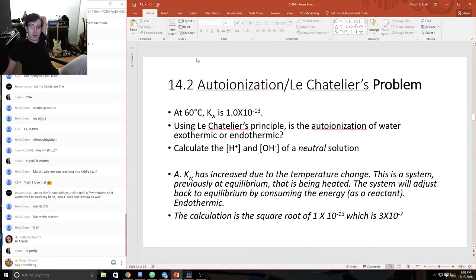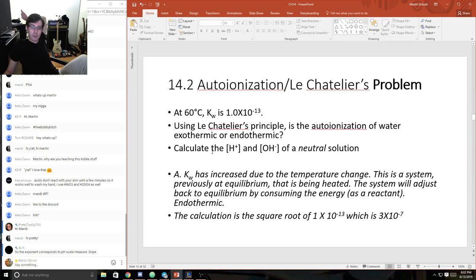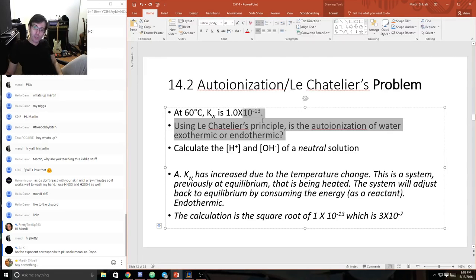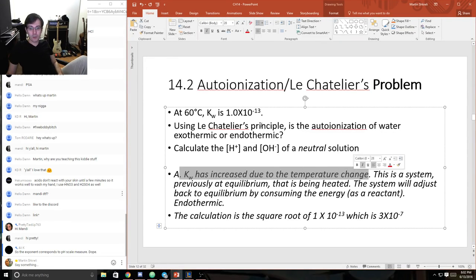So let's talk very quickly about autoionization and Le Chatelier's principle and that problem. At 60 degrees Celsius, you can see the Kw is higher than at a lower temperature. So using Le Chatelier's principle, is the autoionization of water exothermic or endothermic? And let's calculate the ions of a neutral solution. So the Kw is increased due to the temperature change, right? It's gone from 1.0 times 10 to the negative 14th to 1.0 times 10 to the negative 13th.